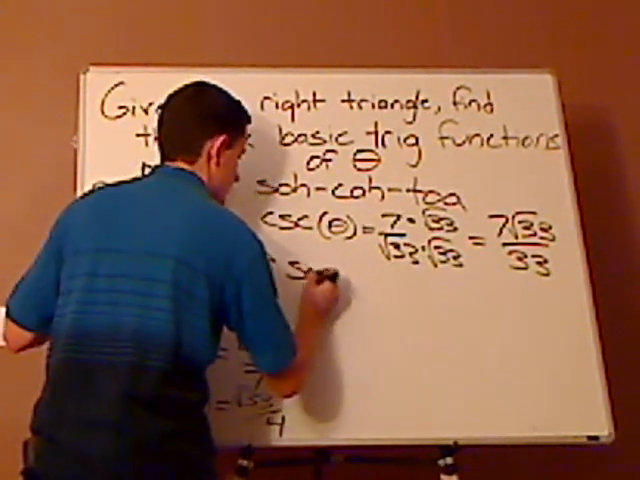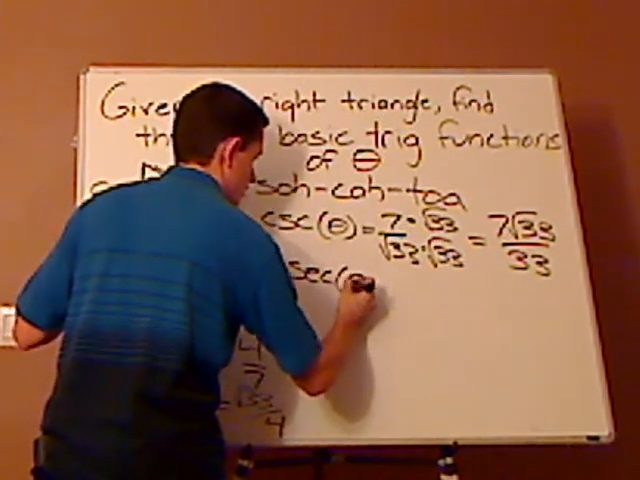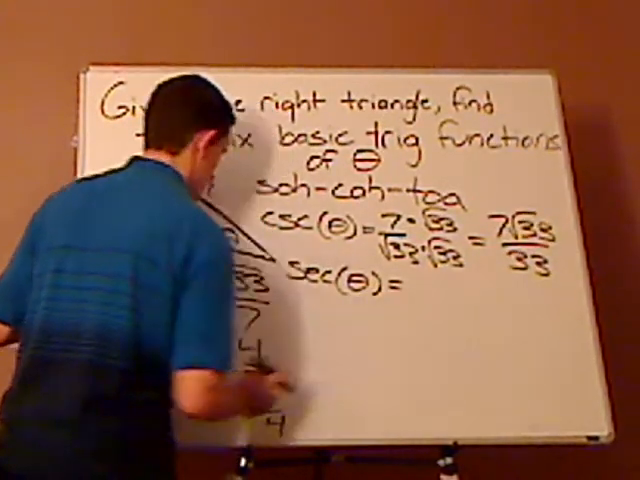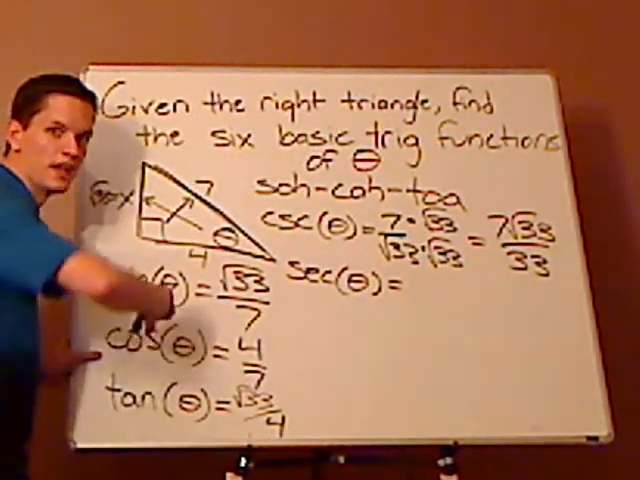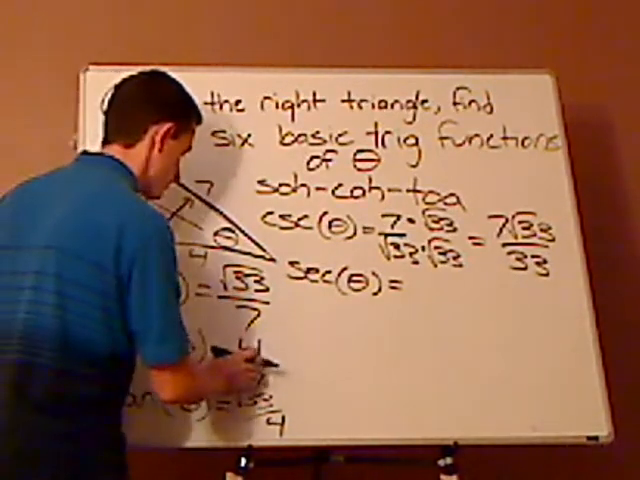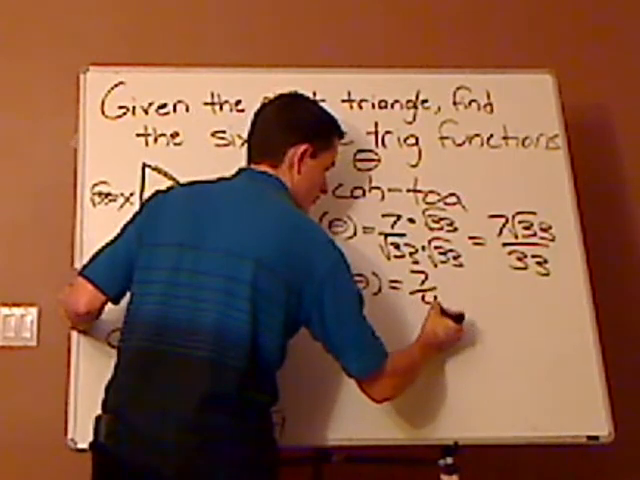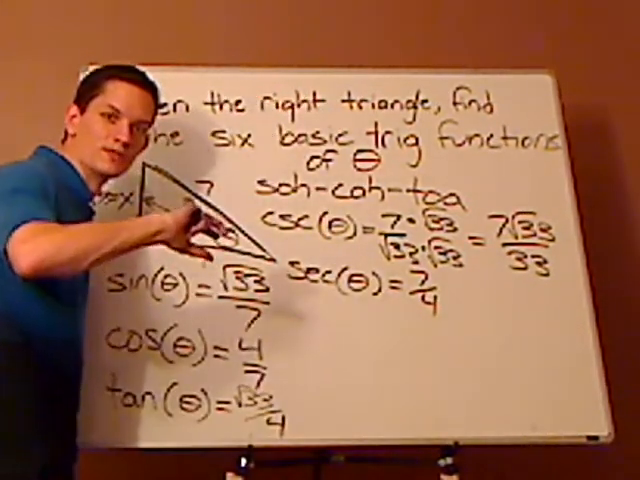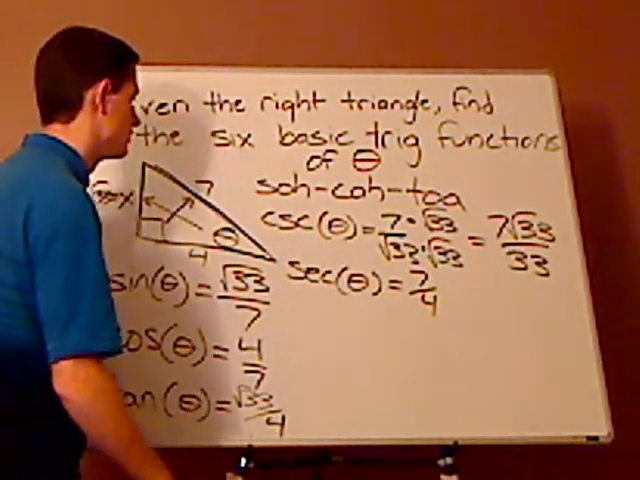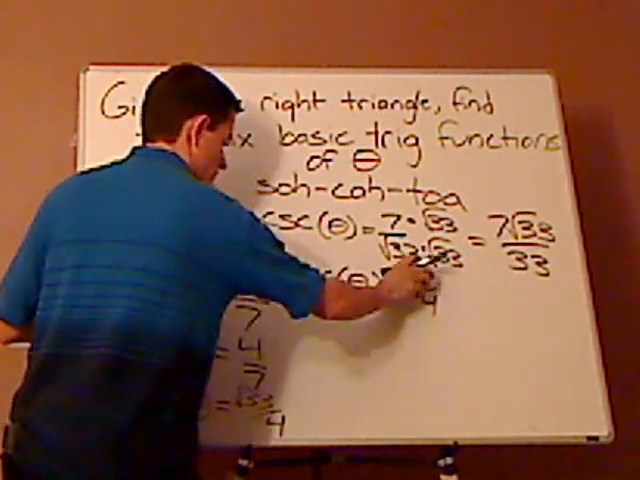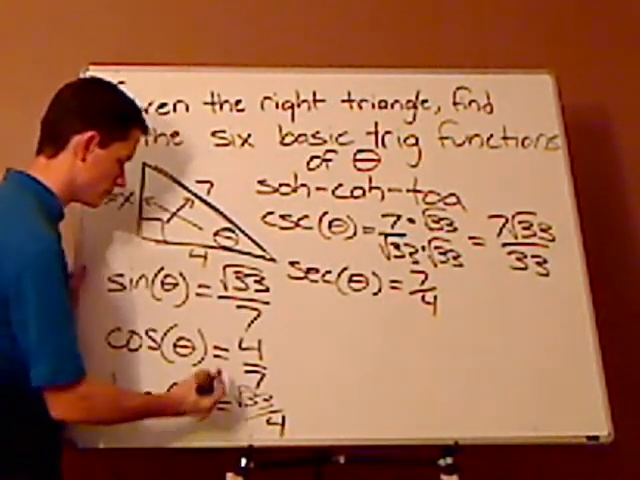Next is secant of theta. You take your cosine and you just flip it. Again, they're just reciprocal functions. So 7 over 4. Reciprocal just means you flip the fraction.